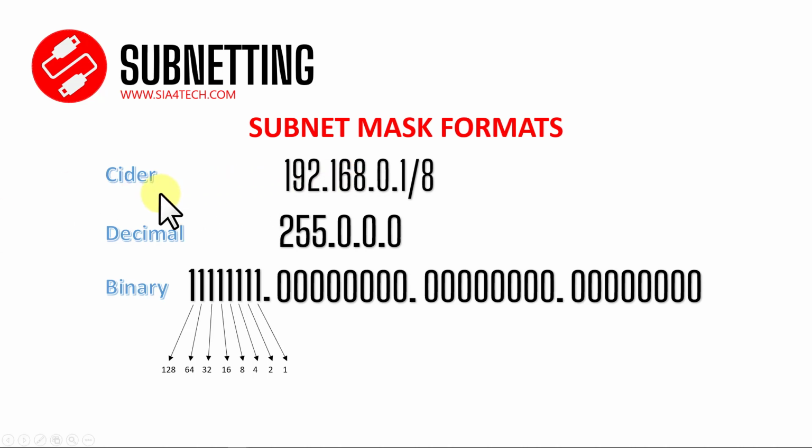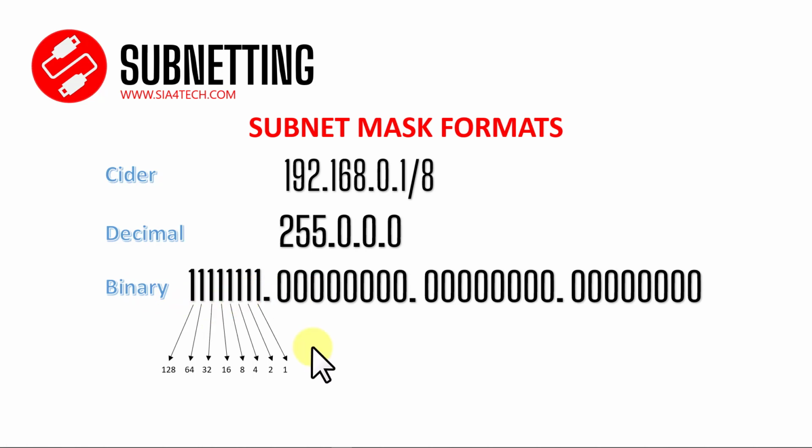Here is the first type, which is called CIDR notation. The IP address is followed by a slash then a number. This number is called CIDR notation, or sometimes they call it shorthand. The second type is decimal, and it is very common for everybody, 255.0.0.0 or 255 something. And the third type is binary, which is written as 0 or 1.